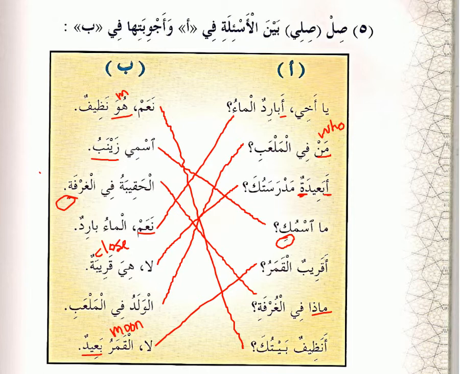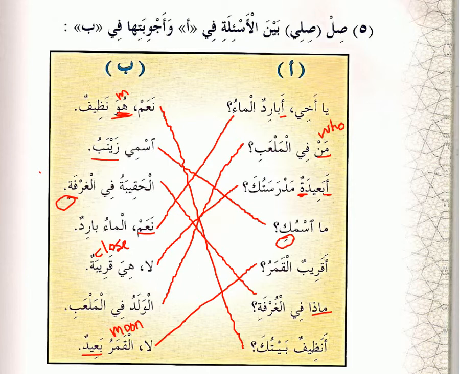Okay, make sure this is clear. Baytuk is your house. Who are you talking to? Whose house, who owns the house? A male or a female? It's a male person's house. Good. But is the pronoun, are we talking about the person who's owning the house, or are we talking about the house? Na'am huwa nadhifun. Who are we talking about, the house or the person?